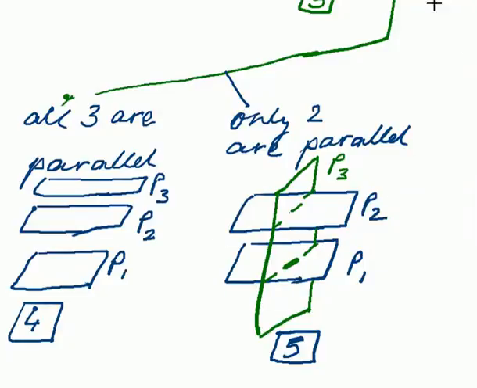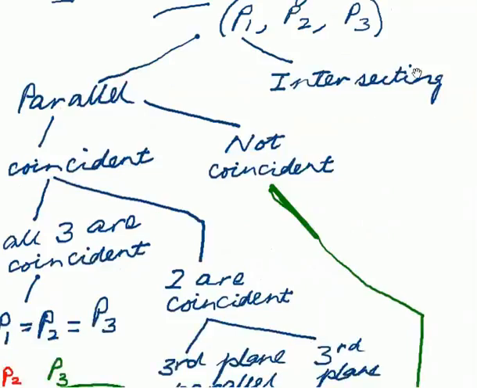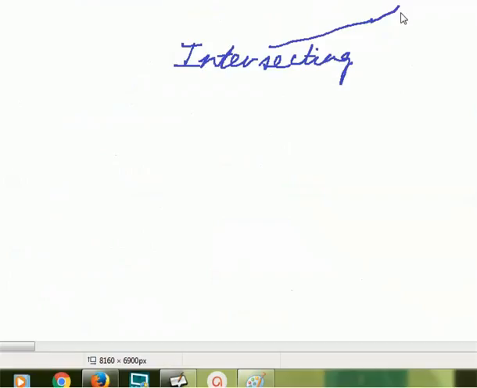Now we go back to the final branch of the tree. Our final branch is this. The 3 planes are intersecting. There are no parallel planes. That's the final branch. So far we have seen 5 scenarios. Now we come to the situation that the 3 planes are not parallel, they are intersecting. What can be the possibilities here?